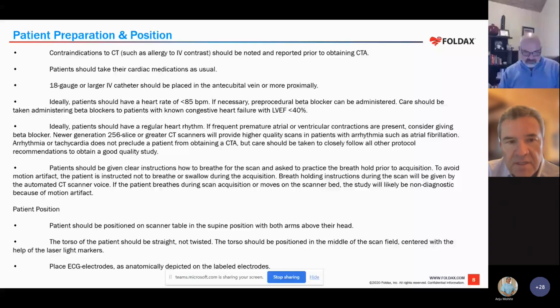In terms of positioning the patient on the table, standard positioning should be employed, and that's where the patient is supine on the table with both arms above their head, and the patient should be straight. Their torso should not be twisted, and it should be centered in the middle of the scan field, and you can use the laser light markers from the CT scanner to assist with that. And then, of course, place the ECG electrodes as depicted on the scanner.